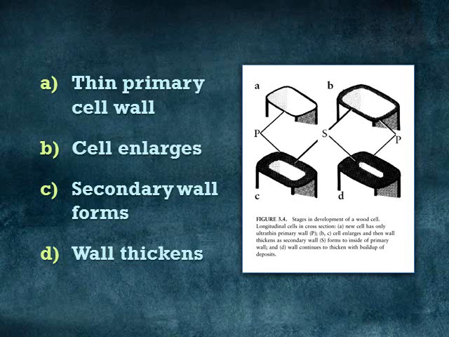Part B, the cell starts to enlarge. It grows in length, grows in diameter. And then in C, the secondary wall starts to form. As that wall forms, it then begins to do D, which is thicken. And the cell wall gets thicker. If you notice, after the cell enlarges, it doesn't actually get any larger. And so all of the cell wall structures from the secondary wall actually go towards the inside, making that lumen much smaller.